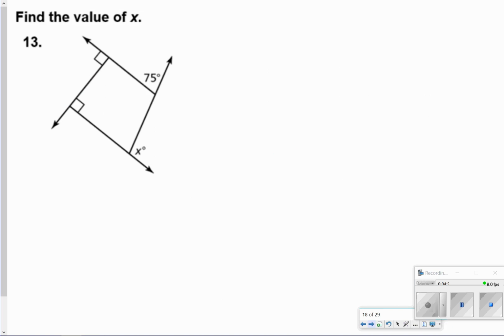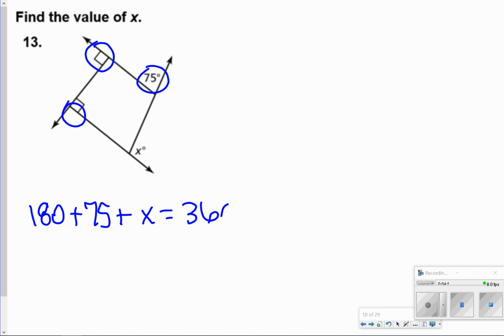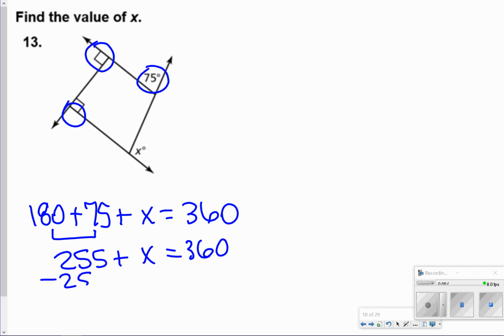On the back, so for number 13, maybe an easy way to think about this, all exterior angles are equal to 360 degrees. So you have 90 plus 75 plus another 90. So that's going to be 180 plus 75 plus x should be equal to 360. I know this 180 plus 75, that's going to give me 255 plus x is equal to 360, and then I subtract 255 from both sides, so that x is equal to 105.